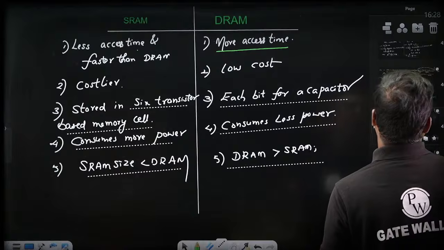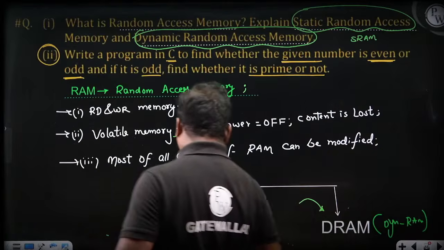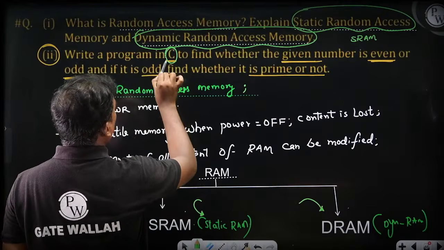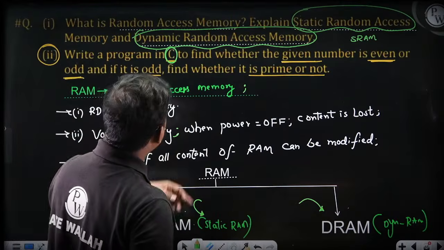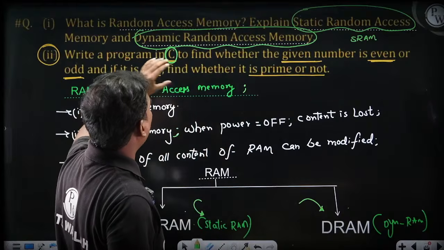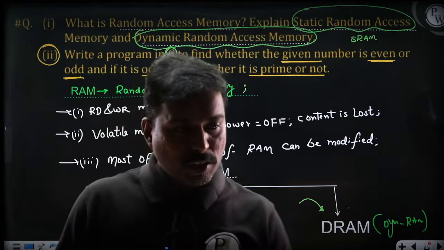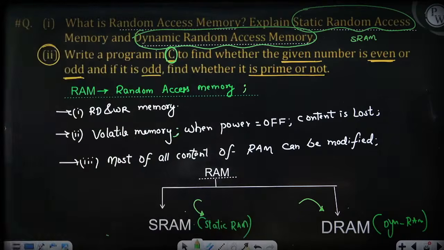Sometimes a question will be asked on programming also. See the programming question: write a program in C language to find whether the given number is even or odd, and if it is odd, find whether it is prime or not. Can you think of the code?